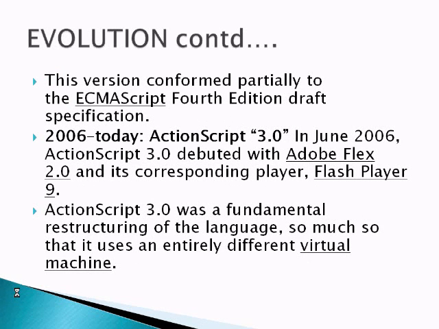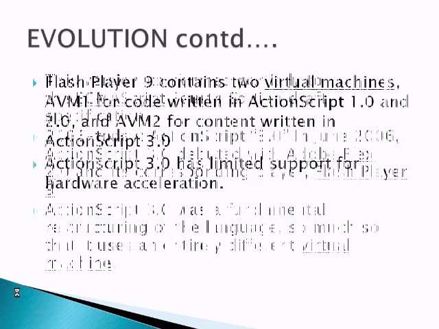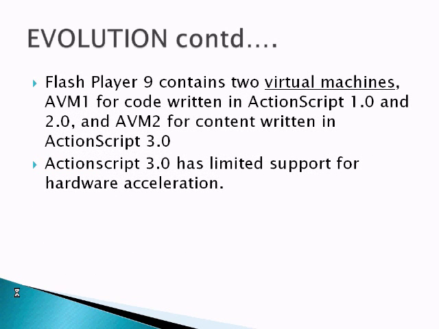Then came ActionScript 3.0 in June 2006 with Adobe Flex and the corresponding player, Flash Player 9. It brought a fundamental restructuring of the language, so much so that it uses an entirely different virtual machine. It contains 2 virtual machines, AVM1 for code written in ActionScript 1.0 and 2.0, and AVM2 for code written in ActionScript 3.0. This has limited support for hardware acceleration.